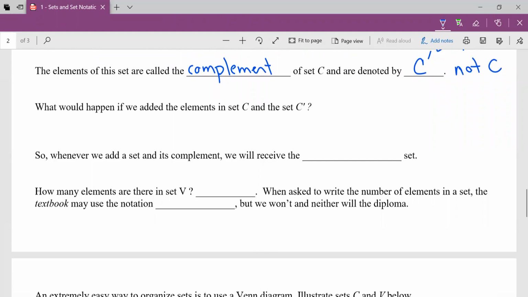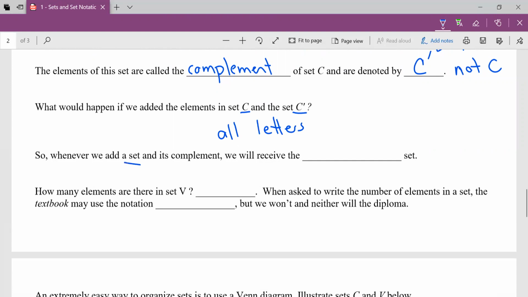What would happen if we added the elements in C and not C together? Well, just think about that for a second. C is our consonants, not C is our vowels. So if we put those all together, we're going to end up with all the letters in the alphabet, right? We'll get all letters.